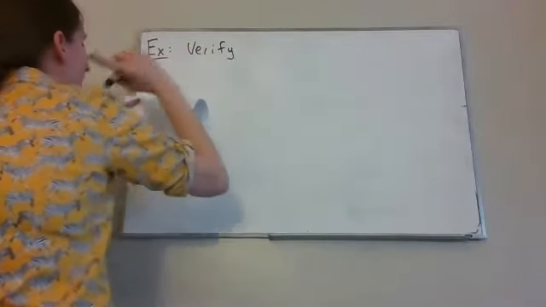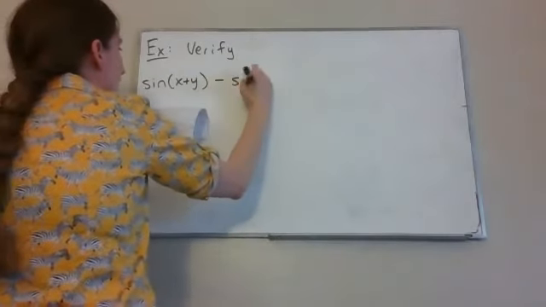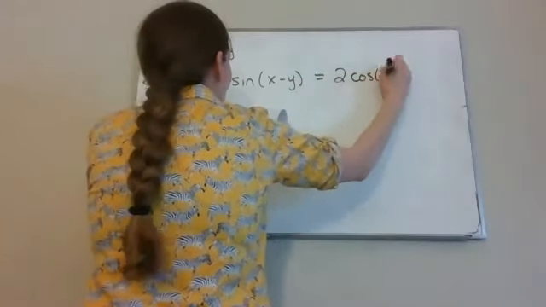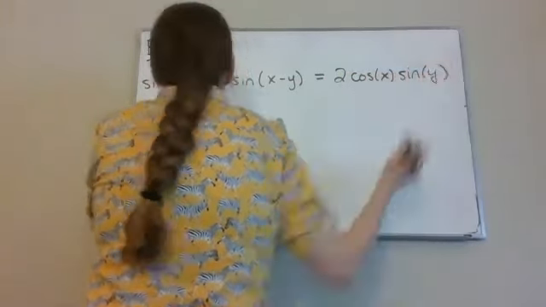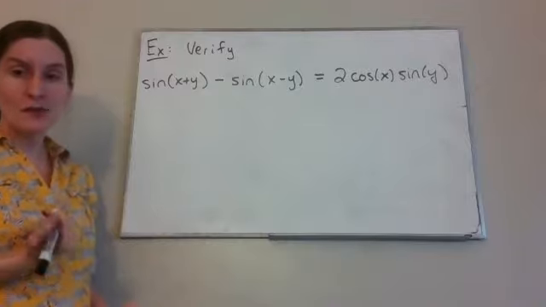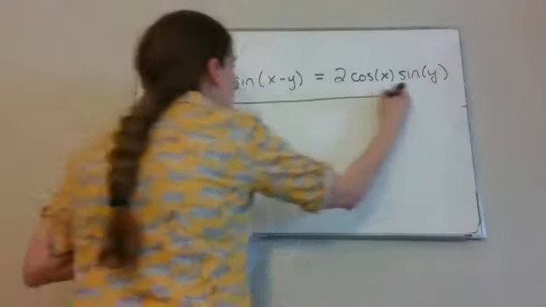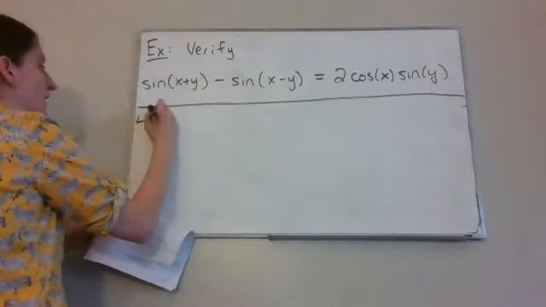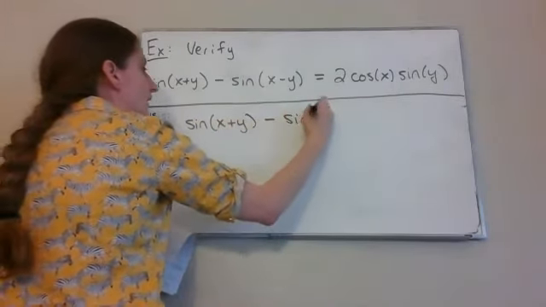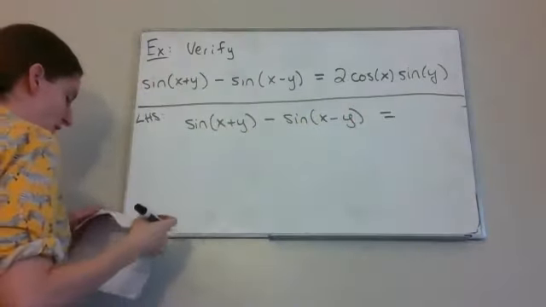Let's verify that sine of x plus y minus sine of x minus y is equal to 2 cosine of x times sine of y. And just like I did before, I'm going to start with the left-hand side, use my sum or difference identities, and see if I can get the right-hand side. So starting with my left-hand side, sine of x plus y minus sine of x minus y, I can use my sum or difference formula for sine.